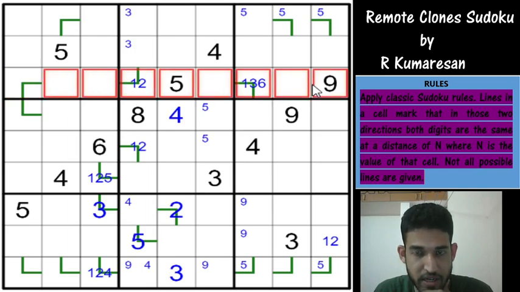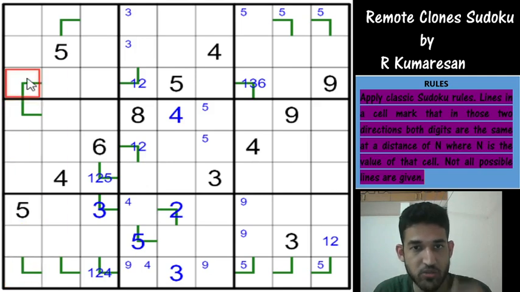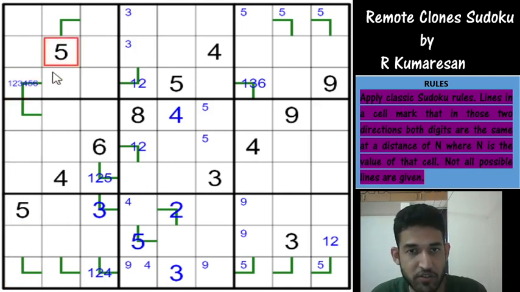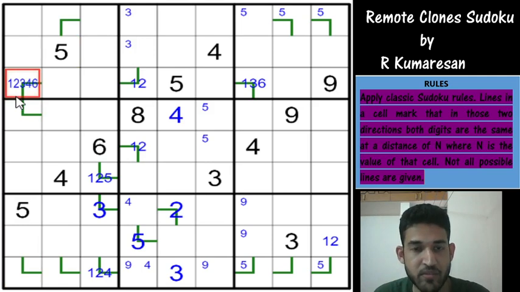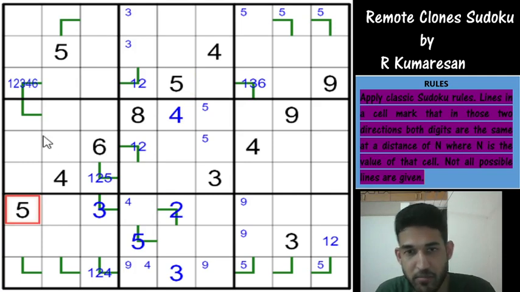Okay, it can take lots of values. No, it can take a maximum of 6, right? So 1, 2, 3, 4, 5, 6. Out of which 5 is immediately ruled out. And can it be 4? Yeah, 4 is possible. Okay, lots of values are possible here.